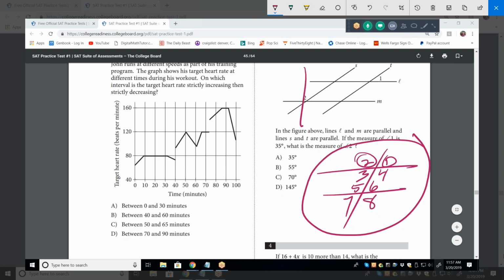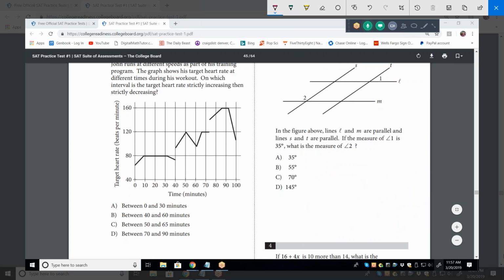You never see this, where they're almost perpendicular. Okay? So you really don't need that specific geometry information. You just need to know whether you're looking at an acute angle or an obtuse angle, and they're supplementary.